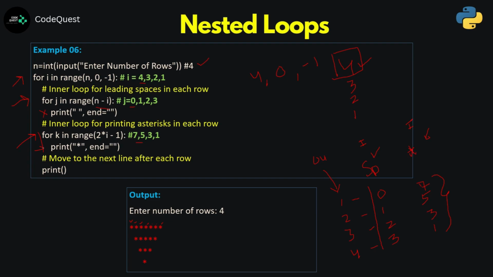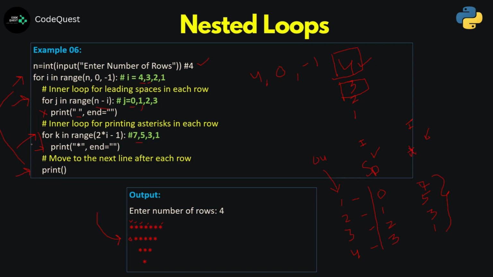Now once this inner loop is also over, as usual the print function is going to bring the cursor to the new line. So now we are entering into the second line, second row in fact. Now when we go back to the outer loop, the I value has now updated to 3 because there is a -1 step value every time. So the I value now for the second time is 3. Now because the I value is 3, this J will act on a range that is n minus I, that is your 4 minus 3, that is 1. So J value is going to be 1. Because J value is 1, I'll be able to get a single space here.